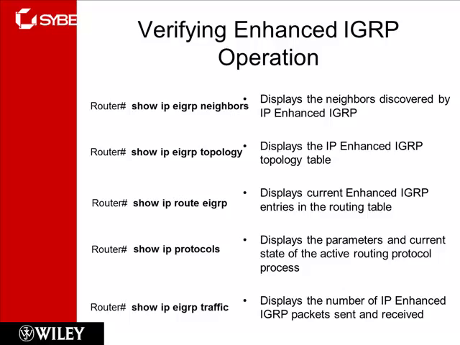The EIGRP operations: show IP EIGRP neighbors, to be sure that you're actually talking to somebody and who you're talking to, who are your neighbors. Show the topology displays the topology table so that you can see what's in there. Do you have backup routes? What are the backup routes? Show IP route EIGRP displays the current entries in the routing table for EIGRP. Show IP route, or show them all.